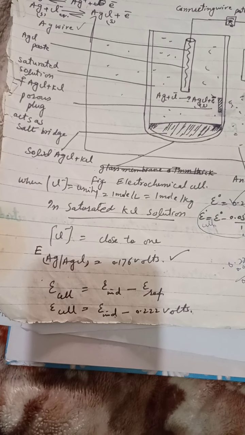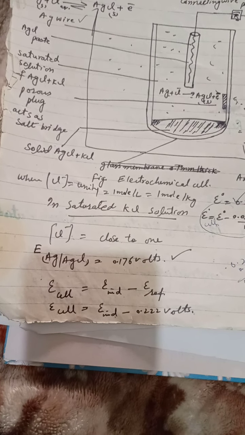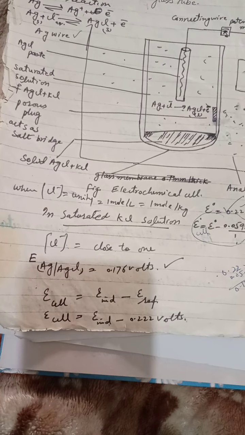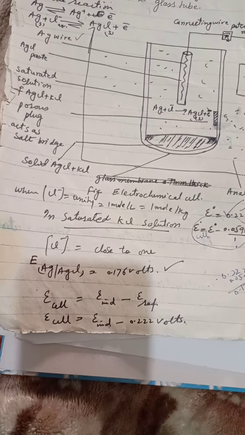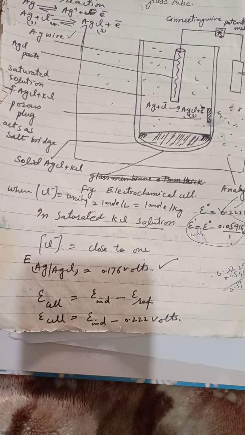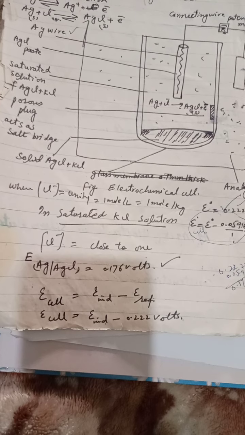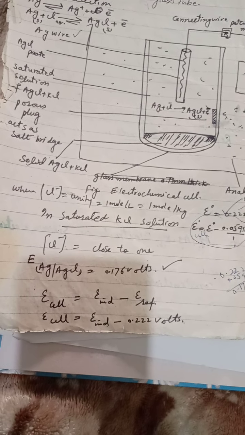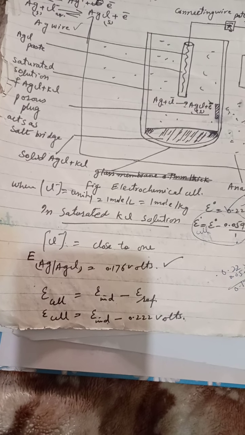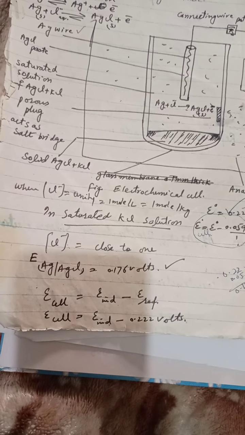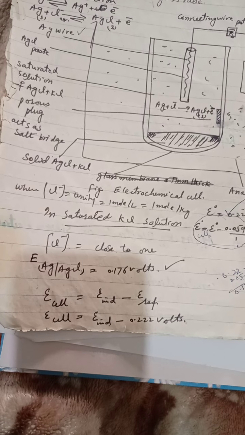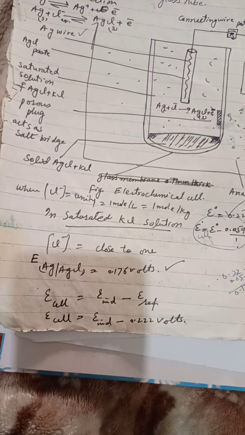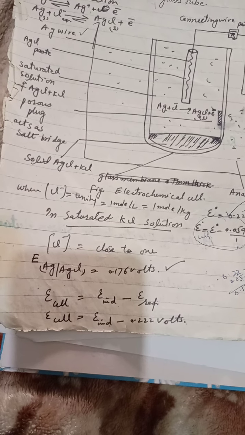Cl negative ion is close to unity. So the electrode potential of silver is 0.176 volts when silver ion concentration is unity. Cell potential is indicator electrode potential minus reference electrode potential. Since the silver electrode potential is 0.22 volts, the overall cell potential will become indicator electrode potential minus 0.22 volts.